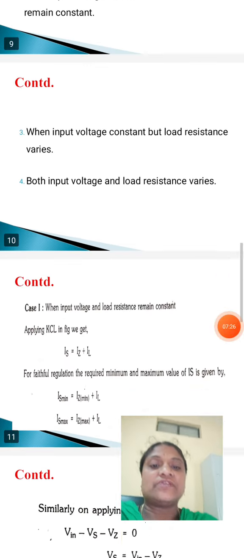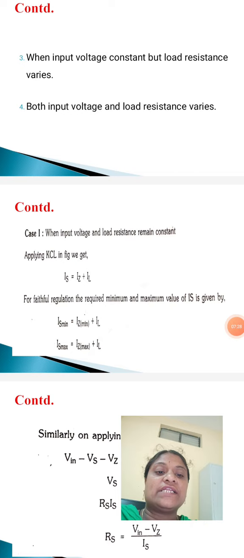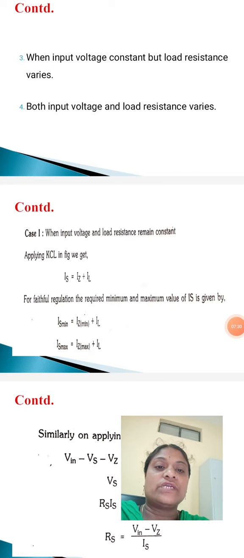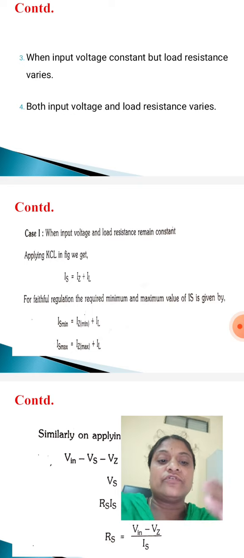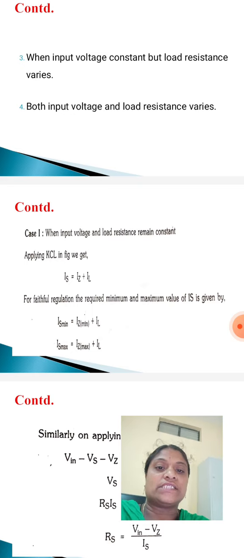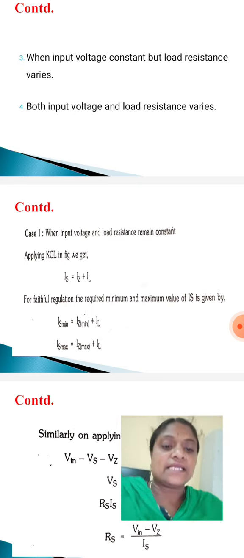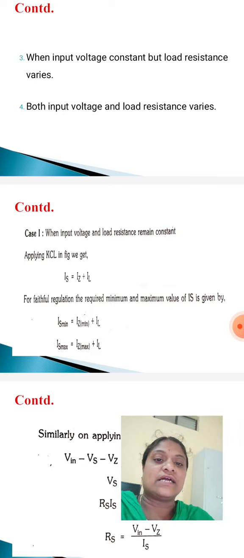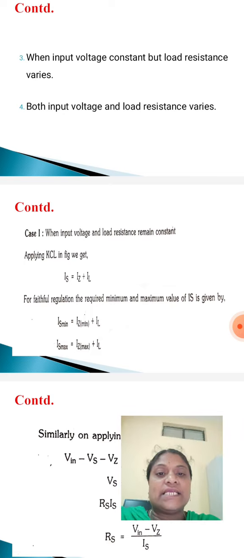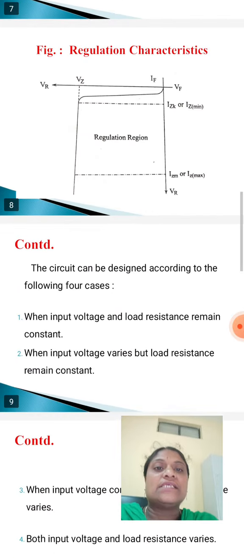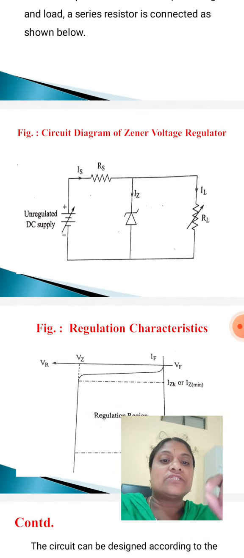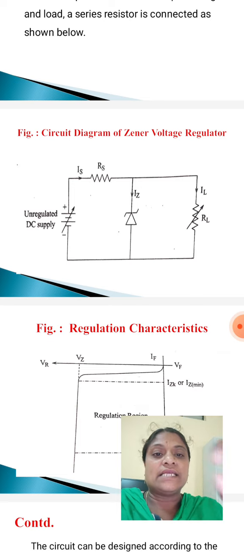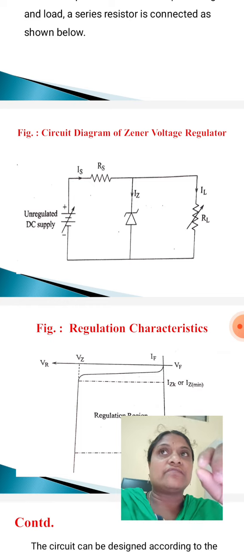Next, the first case, case 1. What is case 1? When input voltage and load resistance remain constant. Applying KCL, Kirchhoff's current law, in the figure, we get, see this figure, the circuit diagram of the Zener voltage regulator. So what is the statement of Kirchhoff's current law?